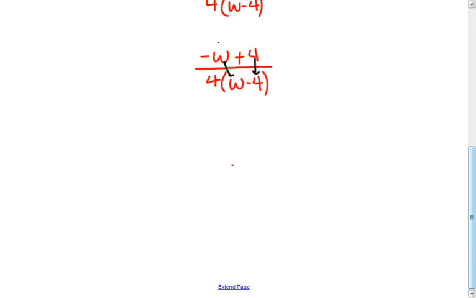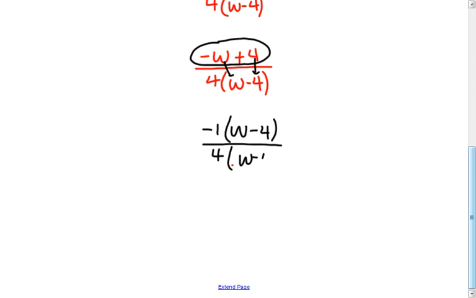So what I can actually do is take this quantity right here and pull a negative 1 out of there. If I pull a negative 1 out of there, then this becomes positive w and negative 4. And on the bottom, I have 4 times w minus 4. And then what happens is these two will cancel each other out, and you simply get negative 1/4.